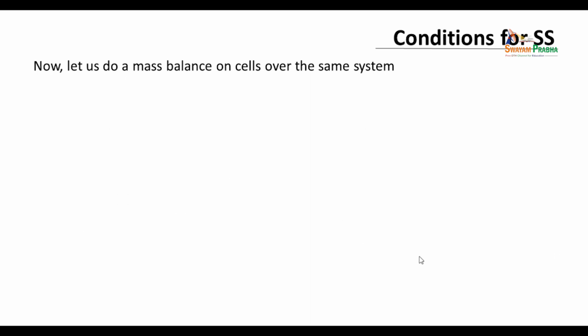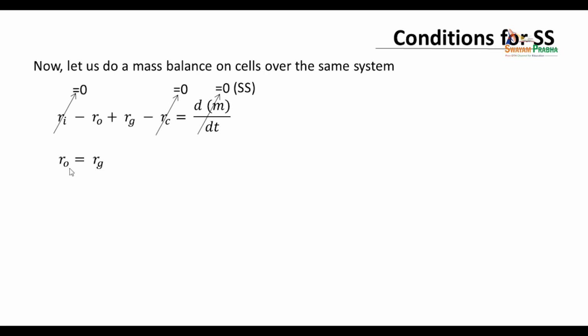Now let us do a mass balance on cells over the same system. Earlier it was total mass balance. Now we're going to do a mass balance on cells. This is the original equation. There is no input of cells, it's a sterile feed into the system, therefore Ri is 0. There is no consumption of cells, there's no death of cells, we will assume that. So Rc goes to 0, and at steady state, any time derivative goes to 0, therefore this is 0. Therefore we get minus Ro plus Rg equals 0. Therefore the rate of output must equal the rate of generation of cells.